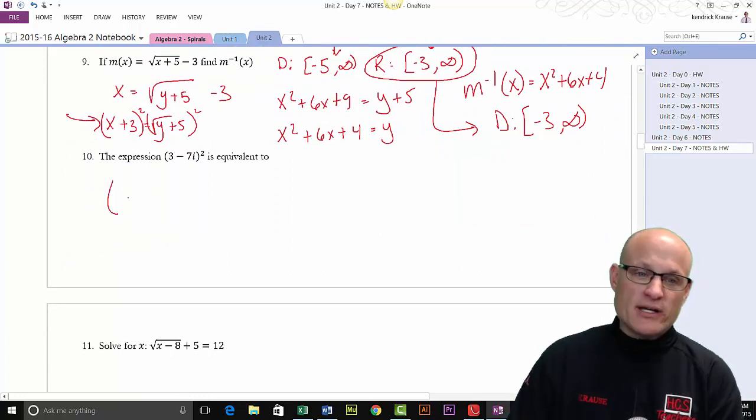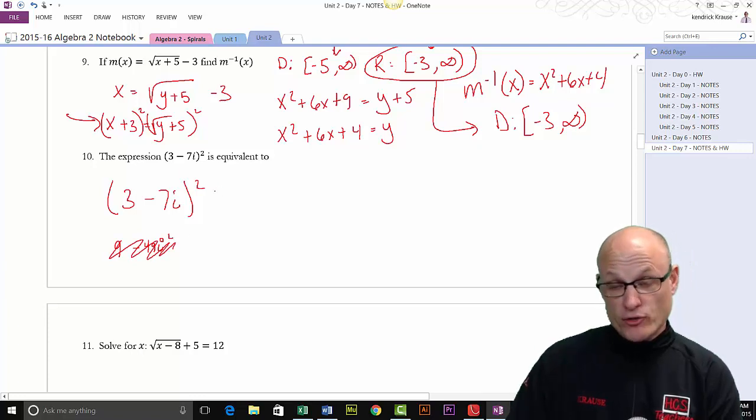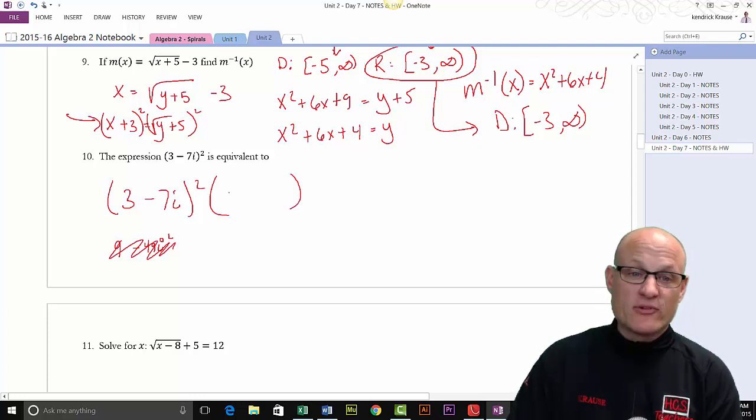Squared means write it twice. It does not mean square those things, dummy. I'm going to get a kid who goes, well, it's 9 minus 49i squared. And I'm going to say, no, you just made the dumb mistake that everybody else makes. Write it twice and distribute.